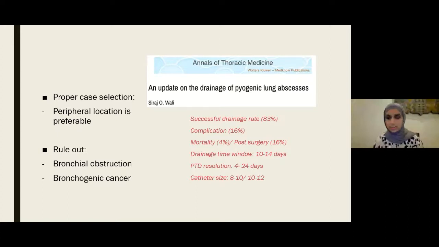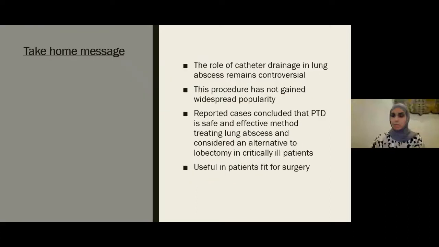Take-home message: the role of catheter drainage in lung abscess remains controversial. This procedure has not gained widespread popularity. Reported cases concluded that percutaneous thoracic drainage is a safe and effective method of treating lung abscess and is considered an alternative to lobectomy in critically ill patients. Also, it is useful in patients fit for surgery.